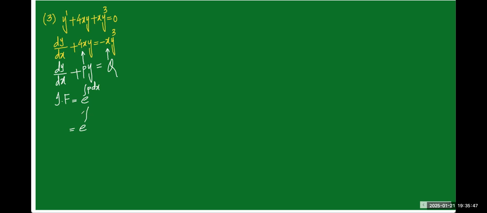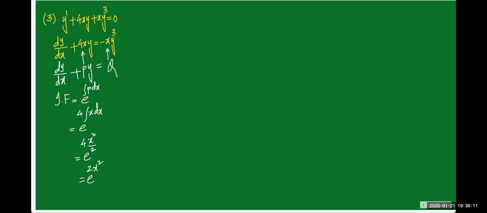Integrating factor is e power integral of p dx. p value is 4x, so 4 outside, x dx. This is e to the power of 4 as it is. X integration is x square by 2. Then 2 and 2 will be cancelled. We are getting e power 2x square as our integrating factor. Up to here, any doubt? No doubt, sir.